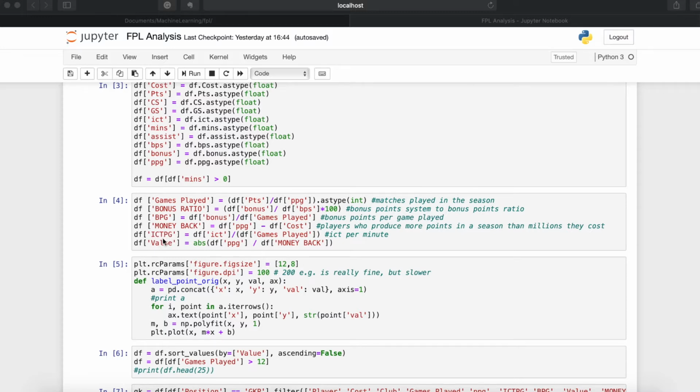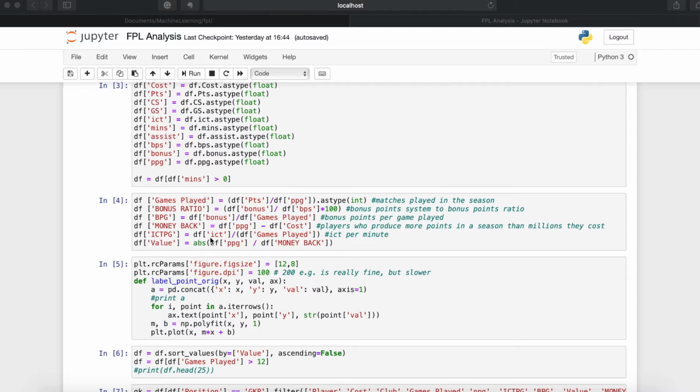I also created this value column here. So this is based on the notion that a player's price should be the number of points they average per game week. So you can work out whether or not you're going to get your money back by buying a player by taking the points they score per game and subtracting the cost from that. And it's too high of a bar, let's put it that way. The cost is always larger than the points per game, so this is always a negative value.